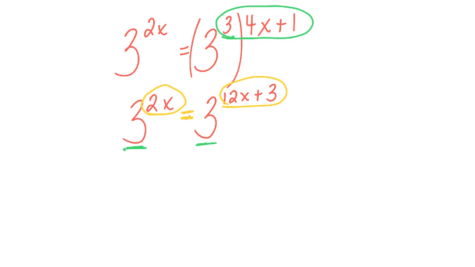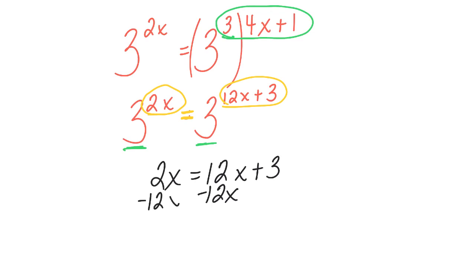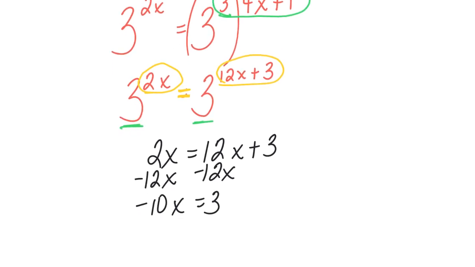So now I'm back to Algebra 1. 2x equals 12x plus 3. And because I made this up in my noggin, it is not going to work out perfectly. When I divide by negative 10, I get x is equal to 3 over negative 10, or negative 3/10.